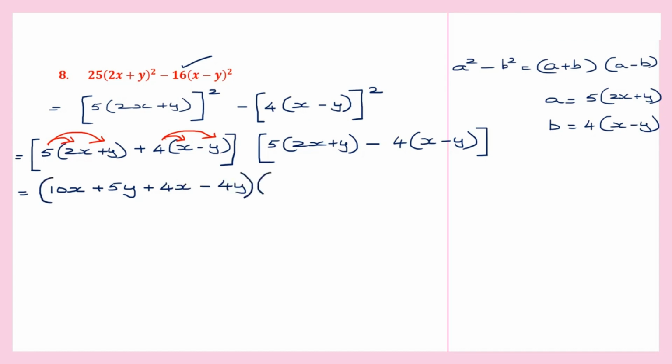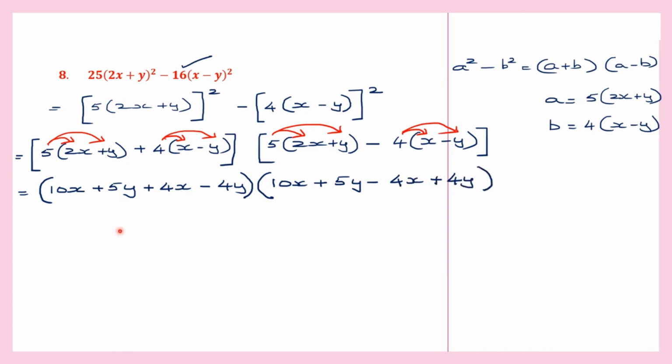Now let's go to the next part. So here also 5 into 2x and 5 into y. So 5 into 2x is 10x plus 5 into y is 5y. Then here we have 4 into x and 4 into minus y. So minus 4 into x is minus 4x. Minus 4 into minus y is plus 4y.